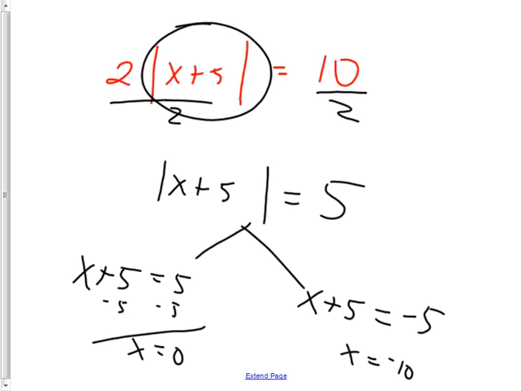Both answers work. If I put a negative 10 right here, it would work. Or if I put a 0 right here, it would work. All right.